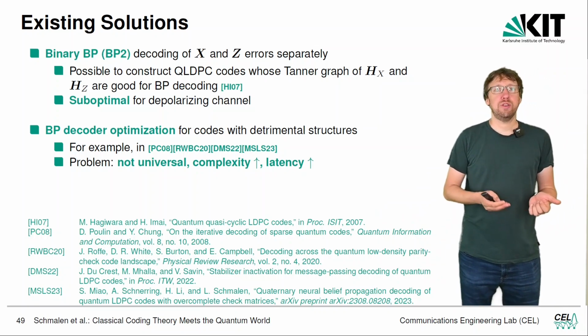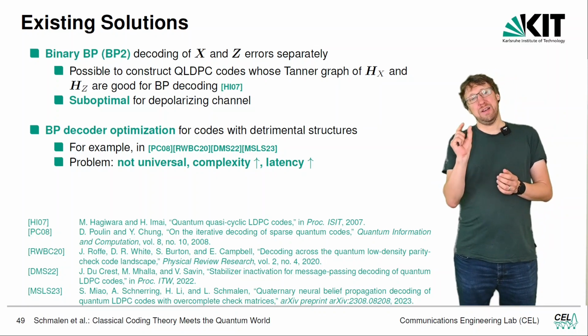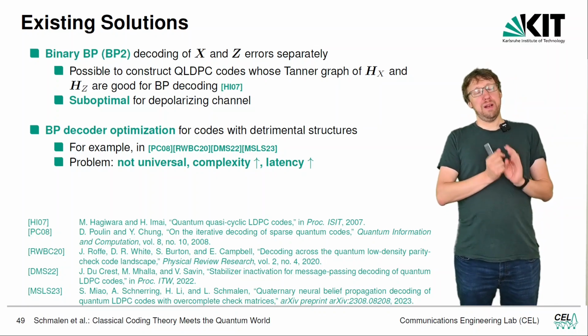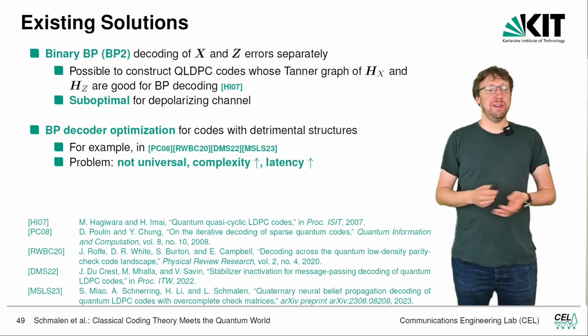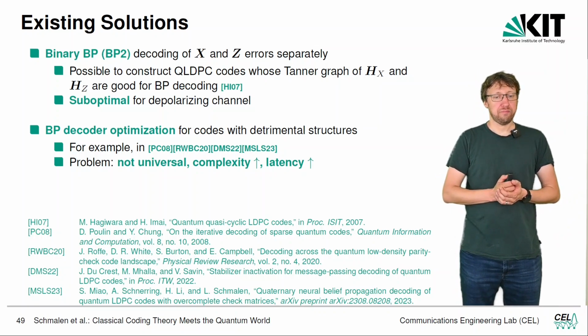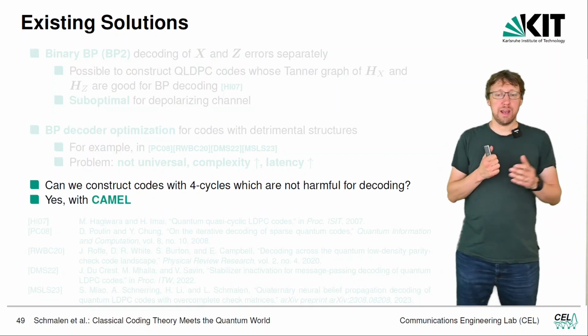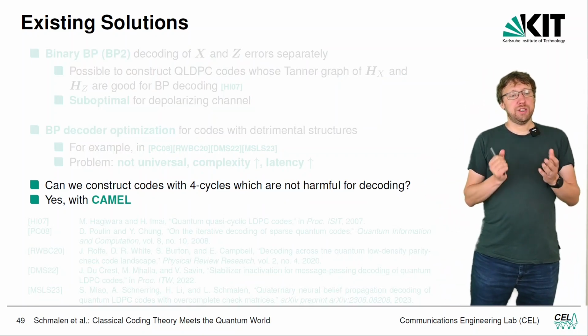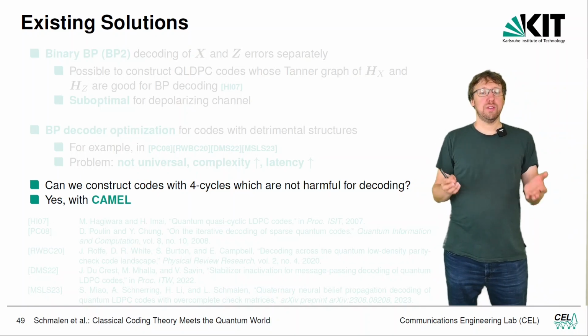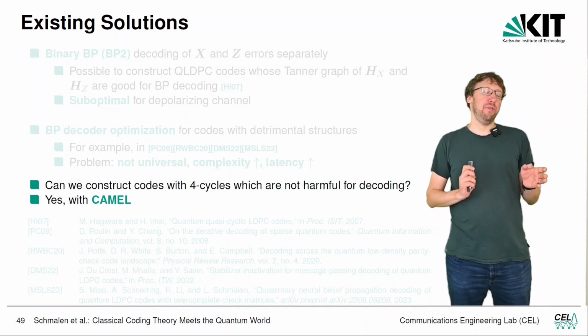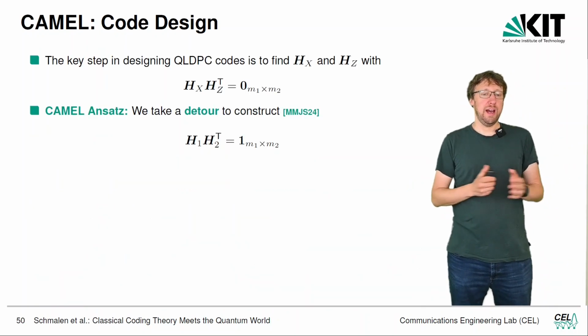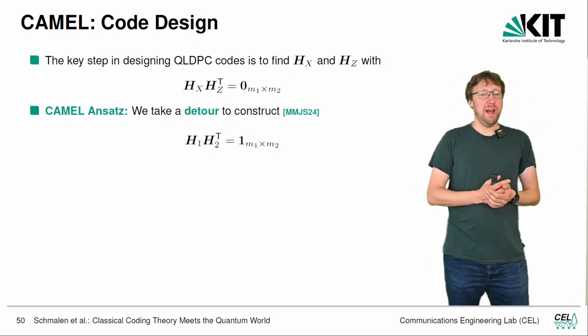The problem with these approaches is that they are not universal. They are designed for one specific code. Complexity becomes larger and possibly also the latency becomes larger. This is why we propose a new approach, which we call CAML. And the question is, can we construct codes with 4 cycles which are not harmful for decoding? And this is what we do with CAML.